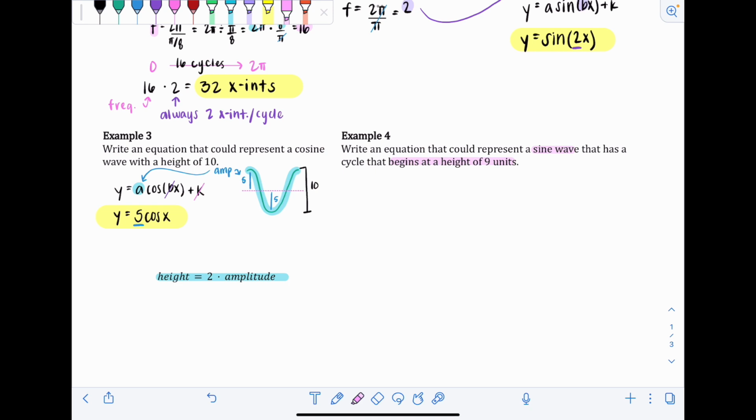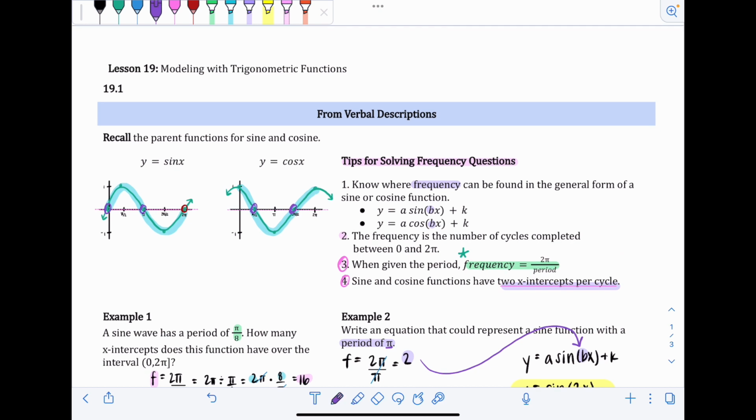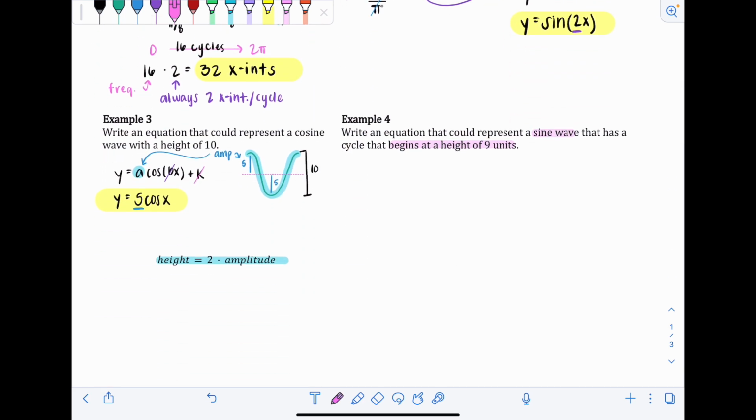One of the things that is so crucial to remember about a sine wave, and I'm going to go up to the parent function for this, is that sine always starts at the midline. So this combination of them saying a sine wave that begins at 9 is just a more complicated way of saying that the midline is 9.